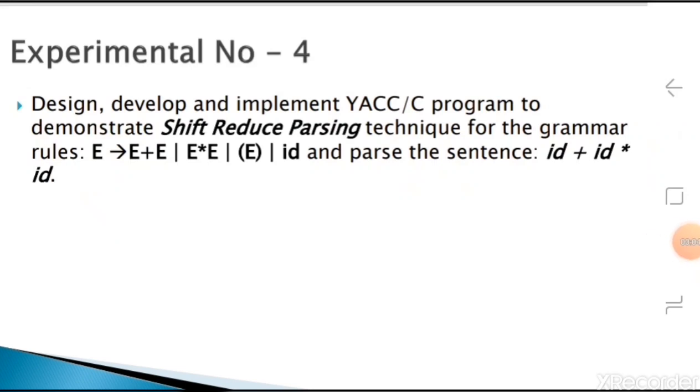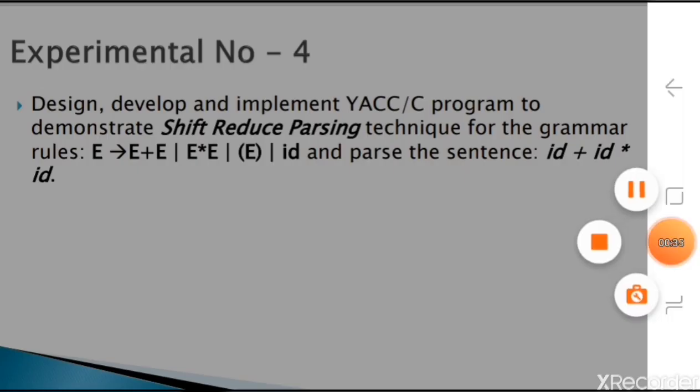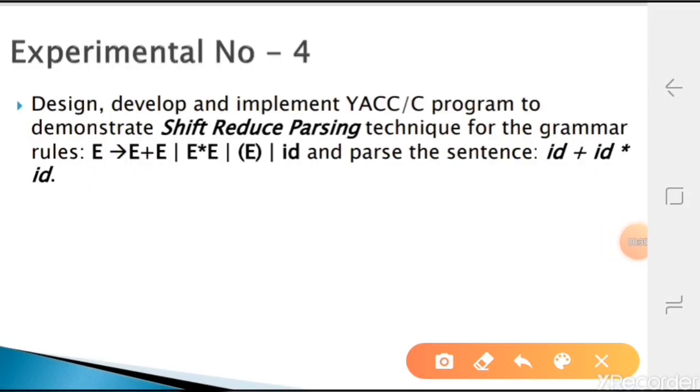Now we'll study our new program, that is experiment number 4. Design, develop and implement a Yacc or C program to demonstrate the shift reduce parsing technique for the grammar E produces E plus E, or E star E, or open bracket E close bracket, or ID. The parse string is also given, id plus id star id, but we can take different input also. So depending on that we'll write the program.